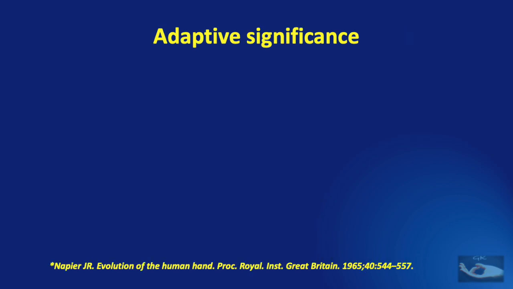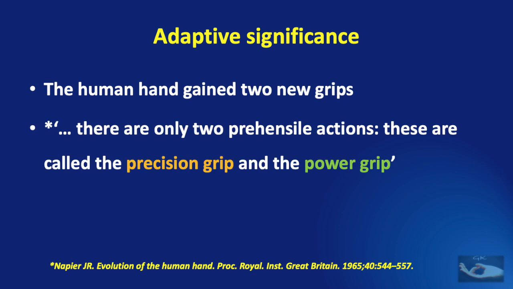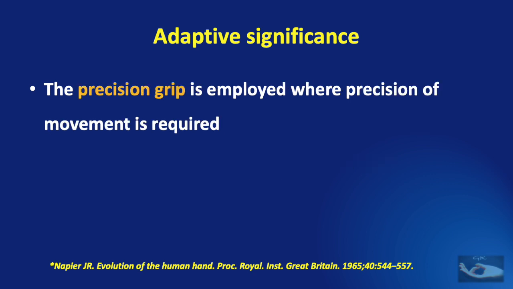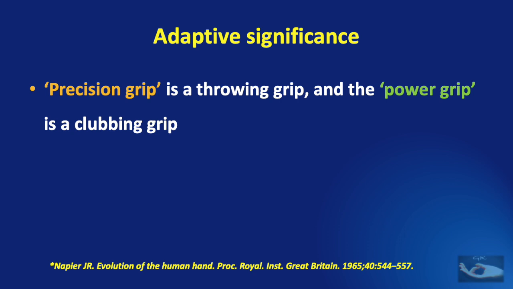It had what is known as an adaptive significance according to Napier, who described it in 1965. According to him, the human hand gained two new grips. In his own words, there are only two prehensile actions. These are called the precision grip and the power grip. The precision grip is employed where precision of movement is required, and the power grip is used for application of force. So according to him, precision grip is a throwing grip and the power grip is a clubbing grip. What this throwing and clubbing are, we shall see later on in this video.